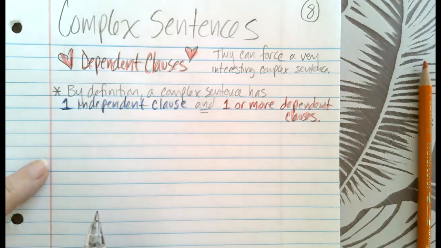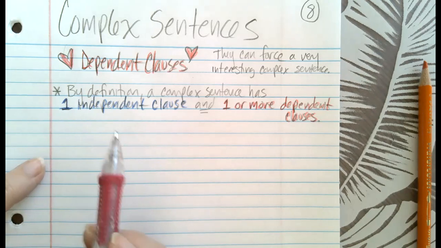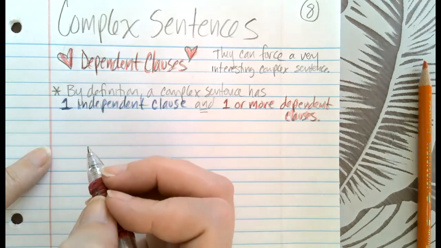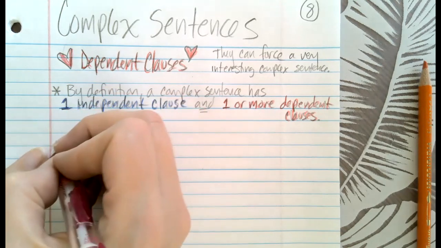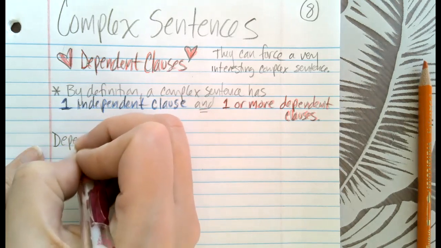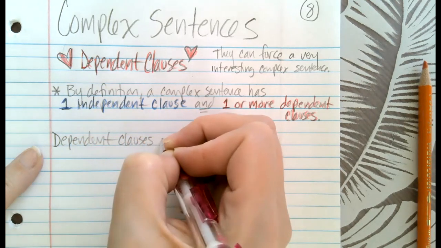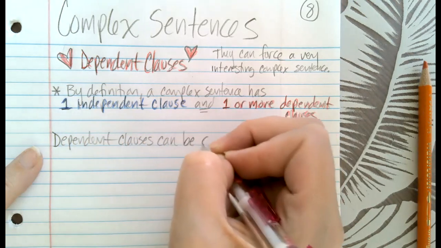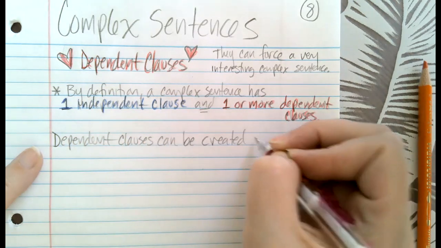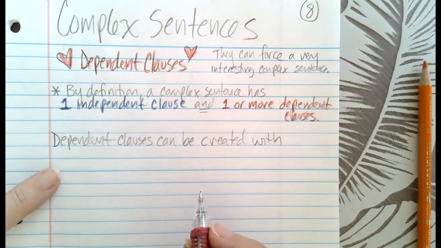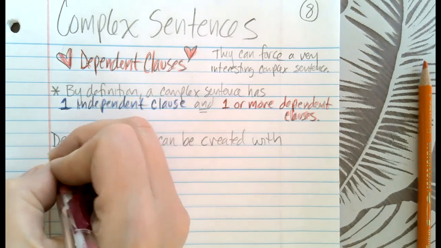Okay, so we want to use something called a subordinating conjunction, okay? So we're going to come down here a couple of lines and we're going to write, dependent clauses can be created with subordinating conjunctions at the beginning.